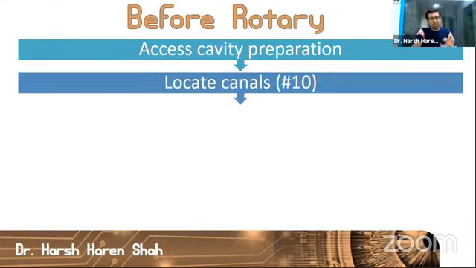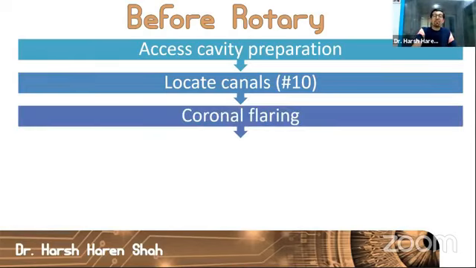Once all canals have been located, mind you, I'm not talking about reaching the apical third right now. We are only talking of locating the canals. Once you have located all the 3, 4, or 5 canals in the tooth, we can safely flare the orifices of these too, which is known as orifice modification or coronal flaring.